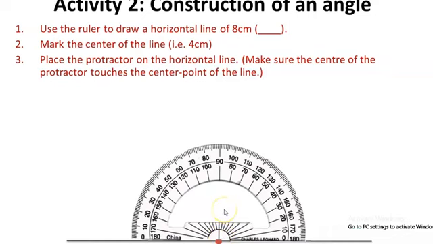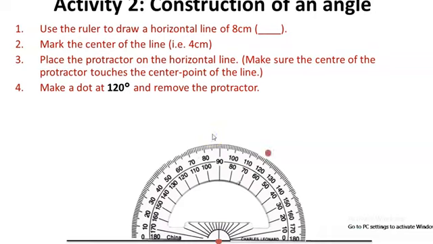Now, what's the next thing? Mark a dot at 120 degrees and remove the protractor. You can start from the left to measure to know where angle 120 is, or from the right.